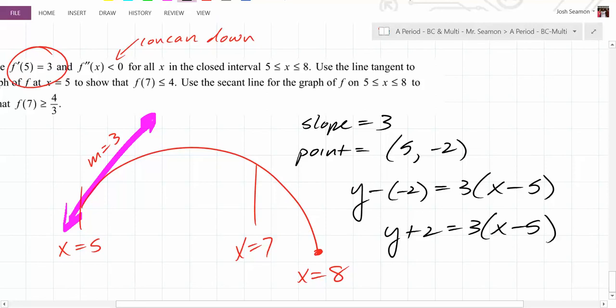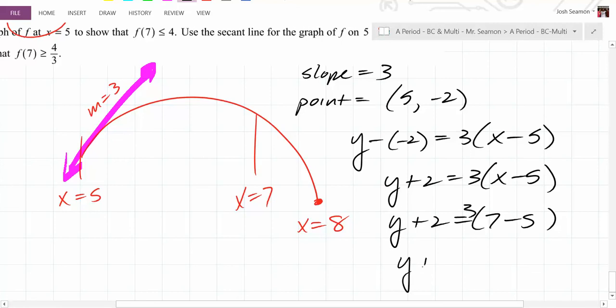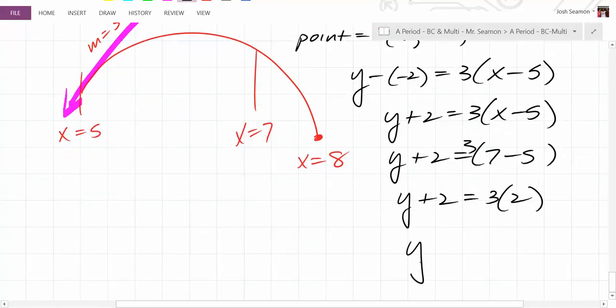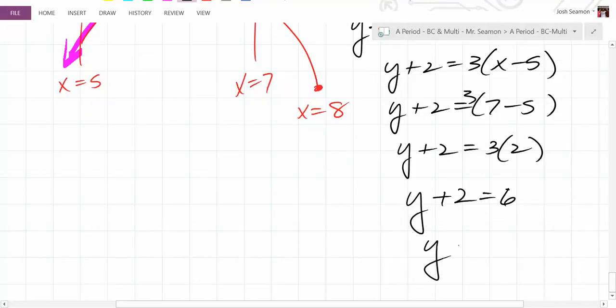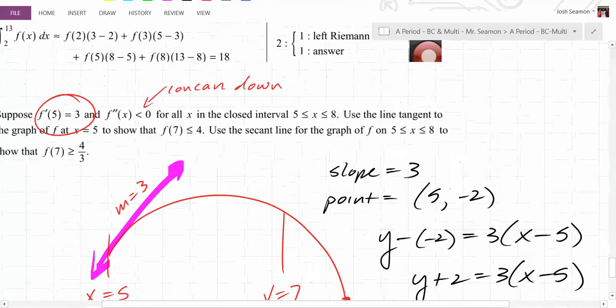Do you agree? That tangent line has to be above the function wherever it goes from 5 to 8 because it is concave down from 5 to 8, right? So if you want to plug in 7 for the x value, y plus 2 is equal to 3 times 7 minus 5, right? Again, I could be totally doing this wrong. 3 times 2, so y plus 2 is equal to 6. So y is equal to 4.